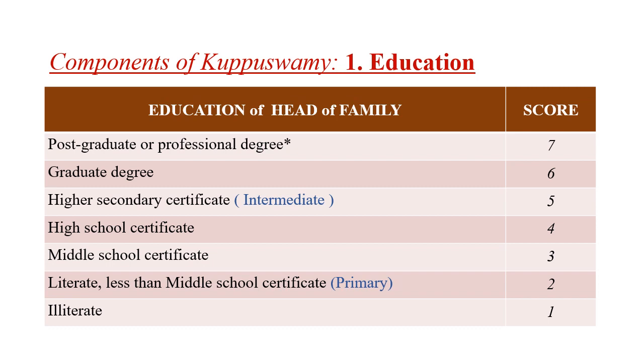There are some recommended changes from the previous versions of this scale. Instead of intermediate, the category was labeled as higher secondary, and instead of primary, the category was named as literate, less than middle school certificate. We will discuss the details in the next slide.